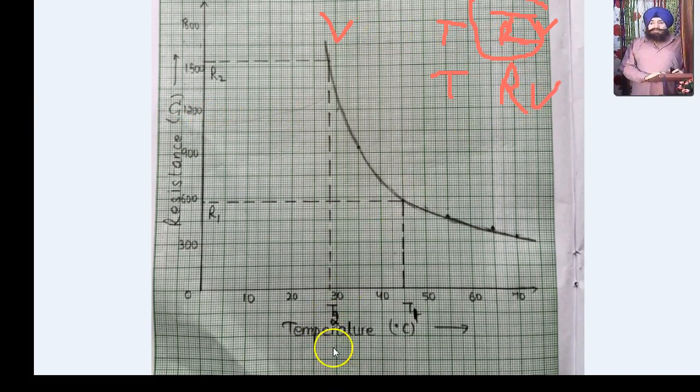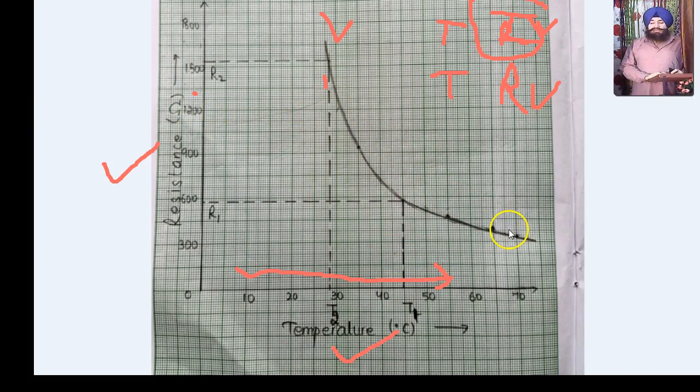Then you plot the graph between temperature and resistance. The temperature is increasing, and note down the resistance. So this is the value of the resistance in ohm, because I have taken current in ampere, not in milliampere. Then I divided voltage by that current which was in ampere, then I am having the unit ohm. So this is the graph.